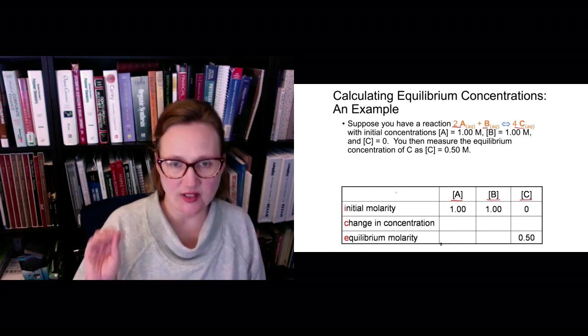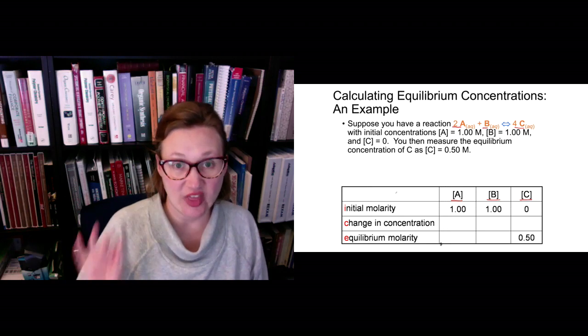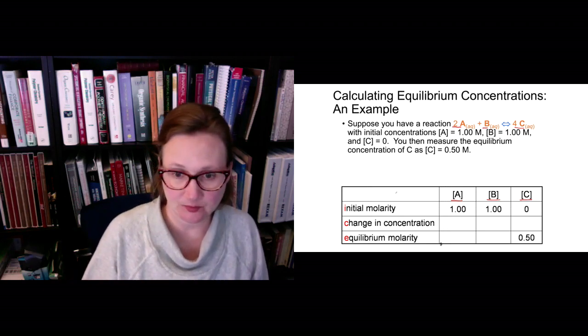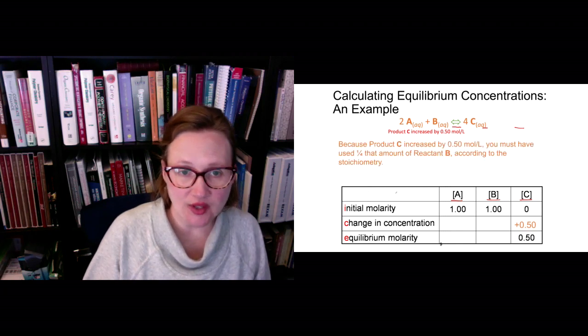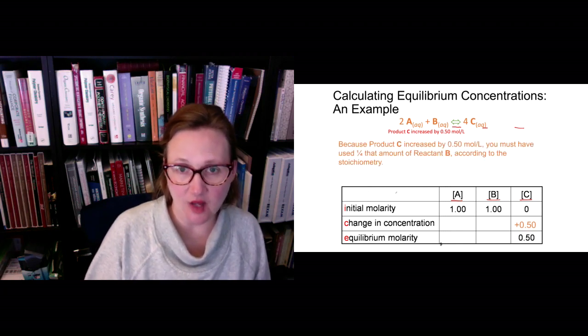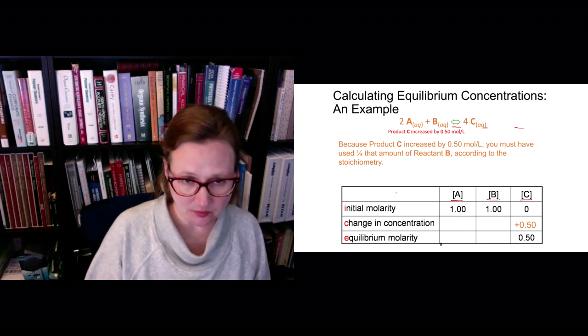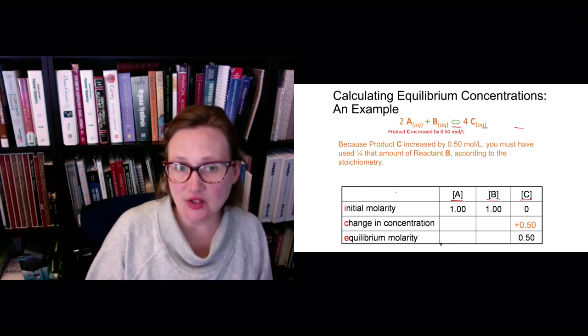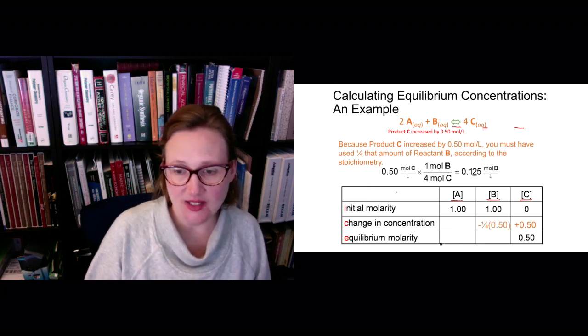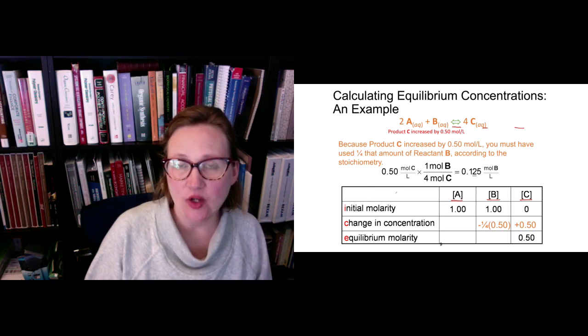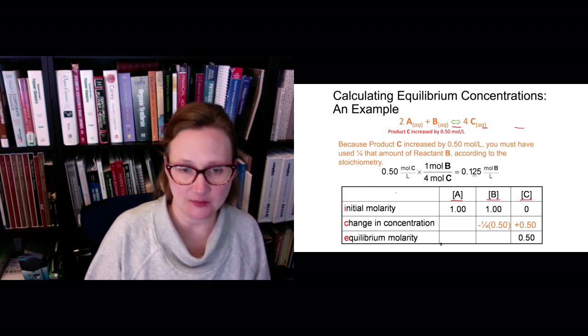Okay, so we can set up the ICE table first off with the things that we know from the problem. All right, so we know that the product has increased by 0.5 moles per liter. And because of stoichiometry, you must have 1/4 that amount of reactant B because it's 4 to 1 according to stoichiometry. All right, so then we can say that we have 0.125 molar of B.